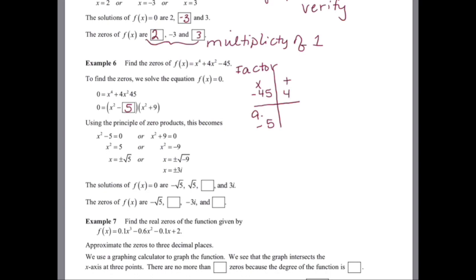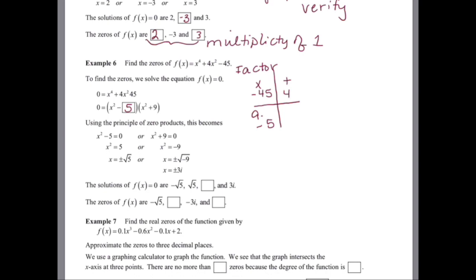We're going to use the zero product rule. I'm going to set each piece equal to 0, and then I'm going to solve. So x squared minus 5 is 0, x squared is equal to 5, or x is equal to plus or minus the square root of 5.